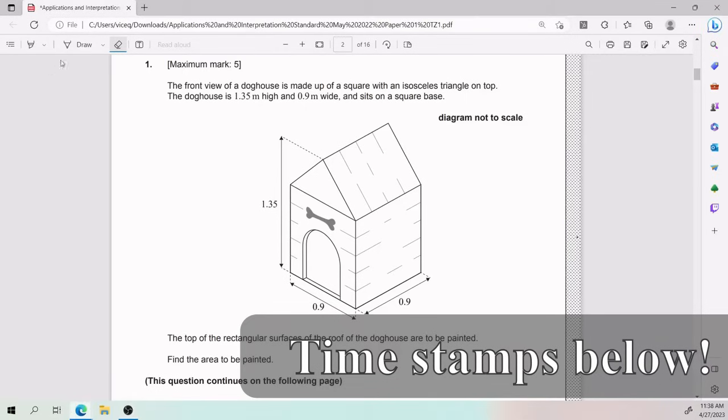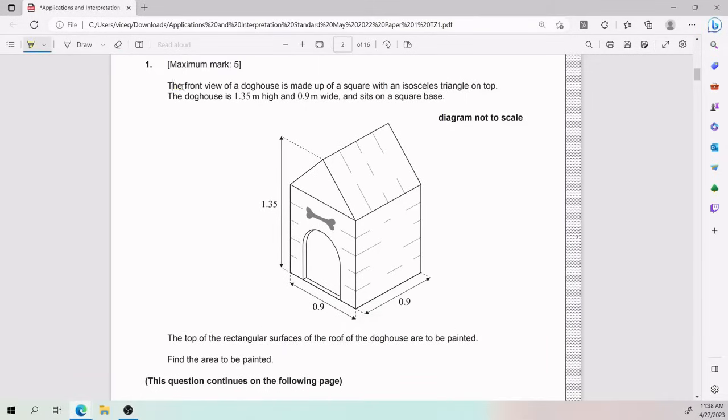Ladies and gentlemen, for this first one we have that the front view of a doghouse is made up of a square with an isosceles triangle on top. The doghouse is 1.35 meters high and 0.9 meters wide and sits on a square base. The top of the rectangular surfaces of the roof of the doghouse are to be painted. Find the area to be painted.